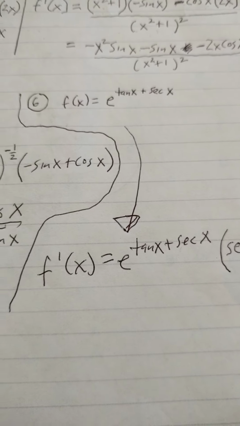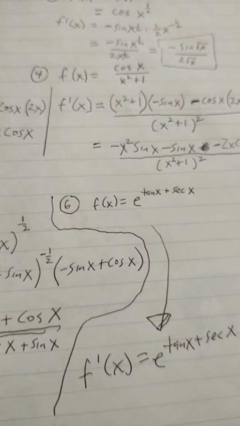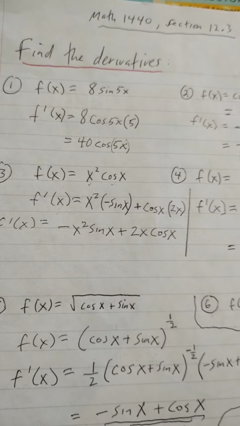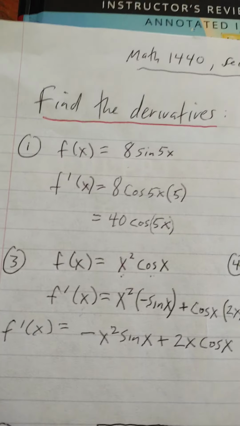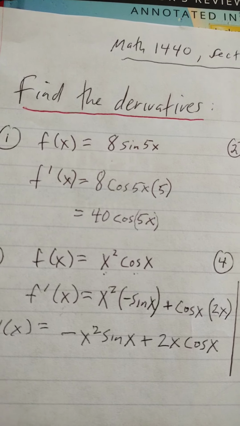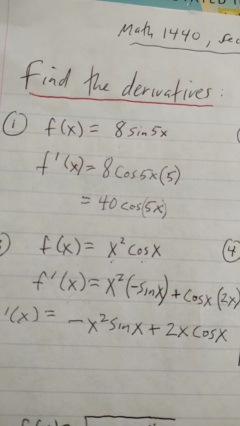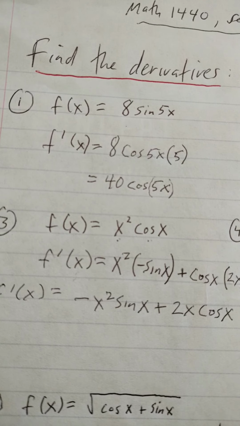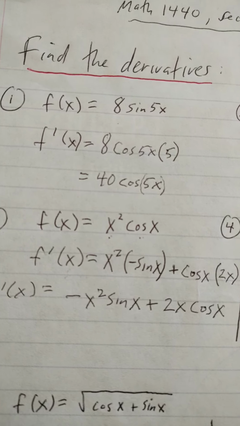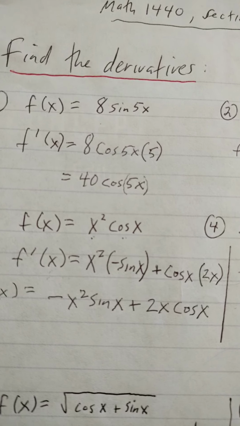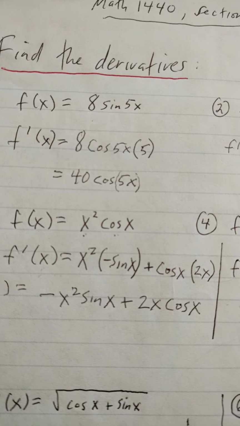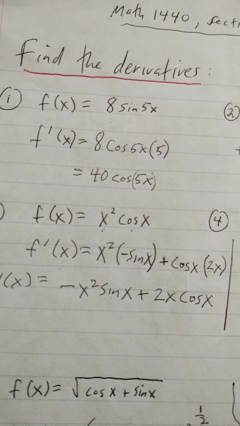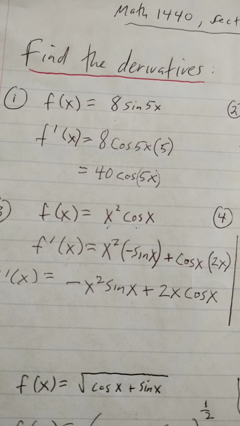We're done. Before I close off, let's just take a look at everything so you can see again. To review, f of x is equal to 8 times the sine of 5x, the derivative, denoted f prime of x, you pull out the 8, and the derivative of the sine of an angle is the cosine of the angle times the derivative of the angle. And then 8 times 5 is 40. So there is the first problem.